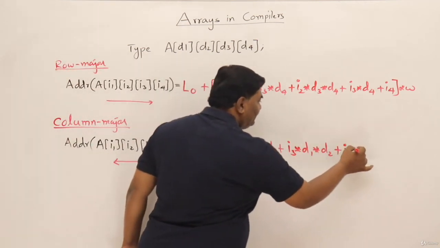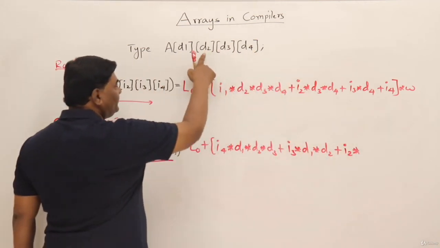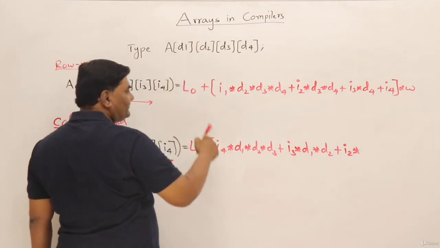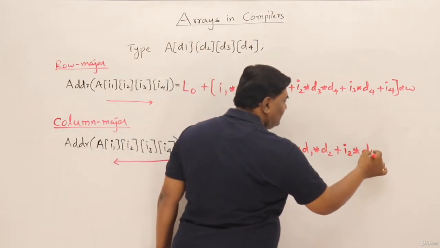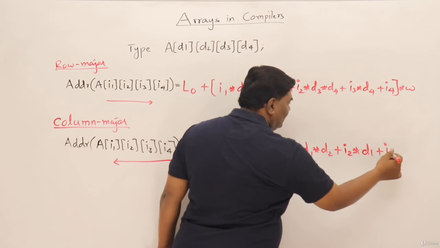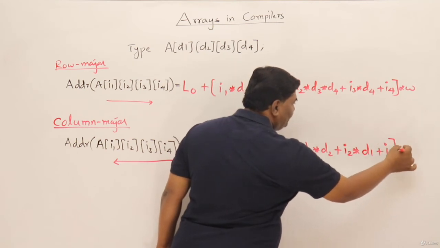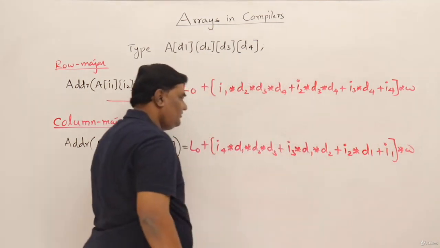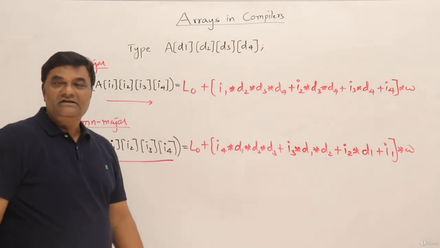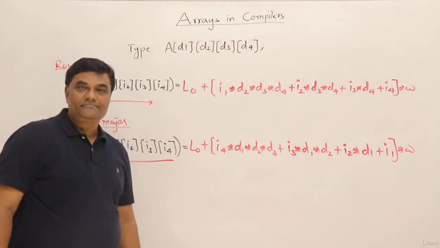I2 multiplied by, go to dimension D2 and take all the dimensions before that. So that is D1 plus, this is I1 multiplied by W. So that's it. This is the approach for preparing the formula.